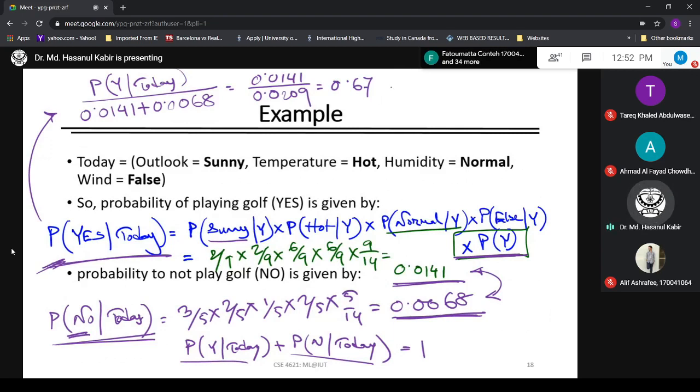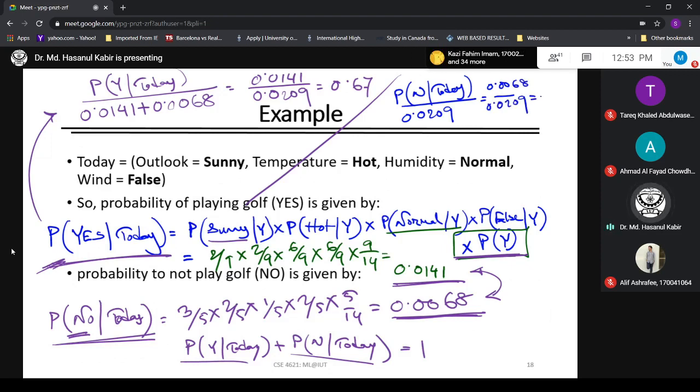And if I want to do the same thing for, let's say, the no class, if I want to do this normalization, what do you have to do? The probability of you didn't play today given today's temperature, if I write like this, divided by the normalization term, that is 0.0209. So this is going to be 0.0068 divided by 0.0209, and this will come up to something like 0.33. That basically I have simply done normalization, right? Yes or no?